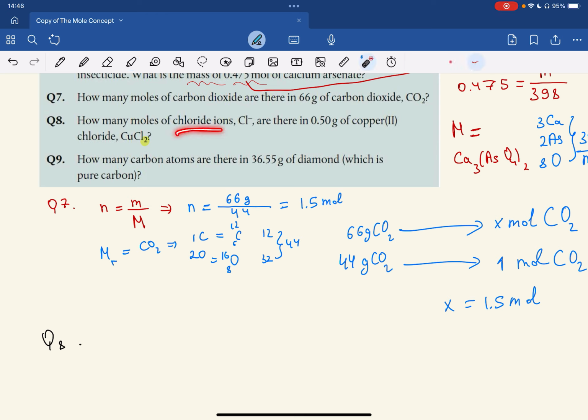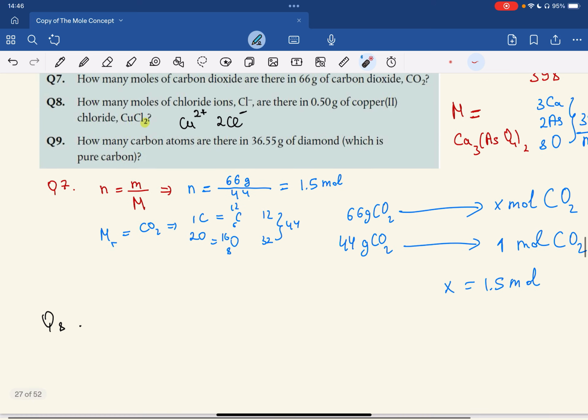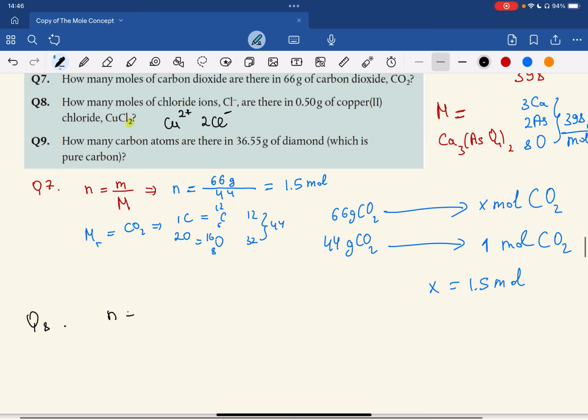So, by the way, why is this a chloride ion? Remember, this is ionic bonding, yes? So it means that we have Cu2+ and 2 Cl-. This is the cation, this is the anion. Why? Because these are ionic bonds. So, in order to answer question number 8, again, it says how many moles of chloride ions are there in 0.5 grams of CuCl2. So we have the mass and we have the number of moles. So we can use n is equal to m divided by M.